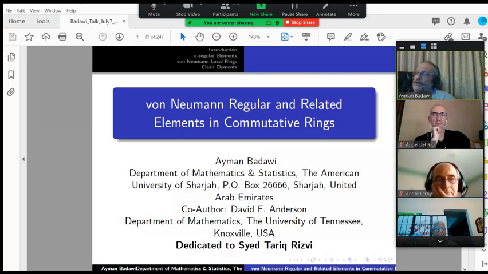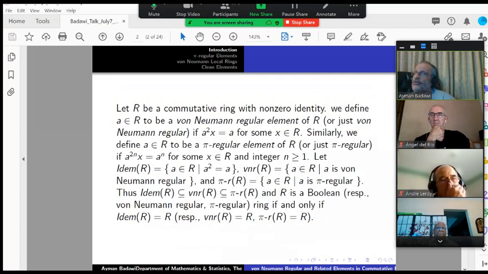Okay, so this is an old paper written with my colleague and friend David Anderson, but I don't remember that I ever spoke about this paper in any of the meetings. So I thought this will be my chance to do that. Okay, so all my rings are commutative.